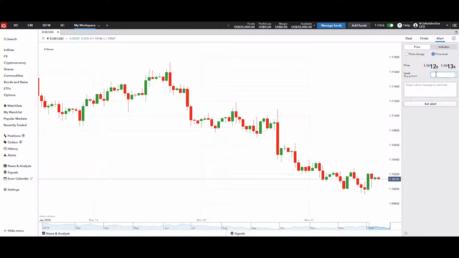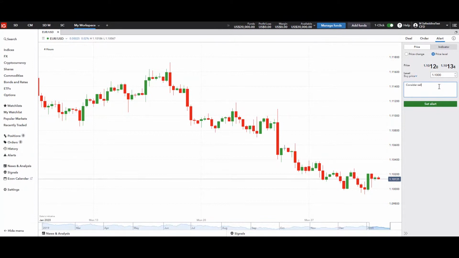If the price crosses a certain level, in this case, let's go ahead and select. We can see the prices there. This is the bid and the ask, so 1.1012, and that on the chart is the mid price, because that's how we set it up last time. By default, it's the mid price. But let's set up an alert at 1.1000. So 1.10, we're going to set it up right there.